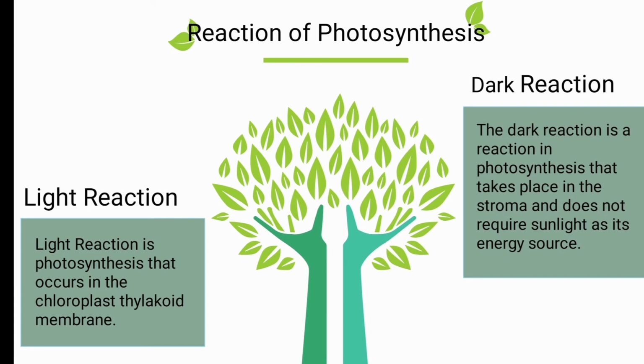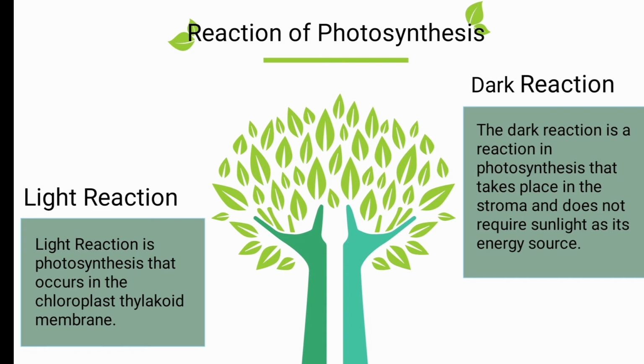Second, the dark reaction. The dark reaction is a reaction in photosynthesis that takes place in the stroma and does not require sunlight as its energy source. The dark reaction in photosynthesis is actually a series of reactions that involve uptake of CO2 by plants and reduction of CO2 by hydrogen atoms.